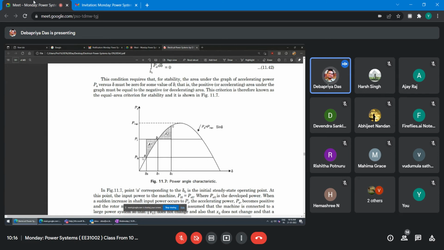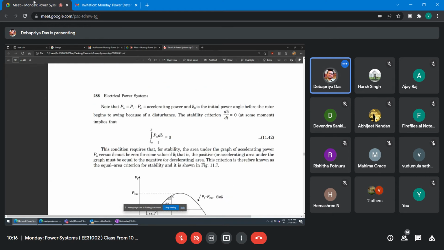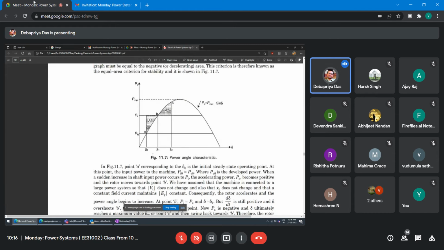Now as soon as the input shaft power is suddenly increased, it has gone to this. That means PI is greater than PE at that time, because PE is P max sine delta zero. So the accelerating power PA is equal to PI minus P, and the rotor will accelerate. Actually everything will accelerate together, because the turbine and generator are coupled together in a power plant. As it accelerates, it moves from point A to point B, trying to catch the electrical power, which will increase. This is called the accelerating power, and the area under this graph is called the accelerating energy.